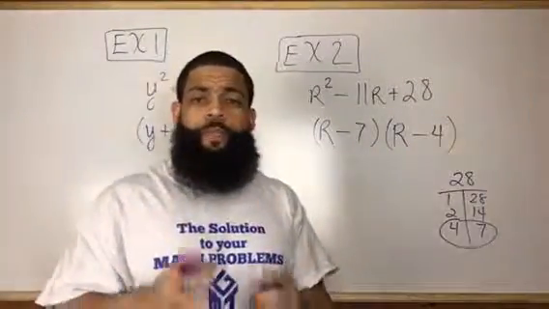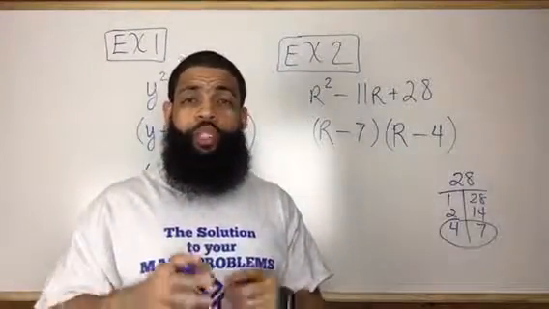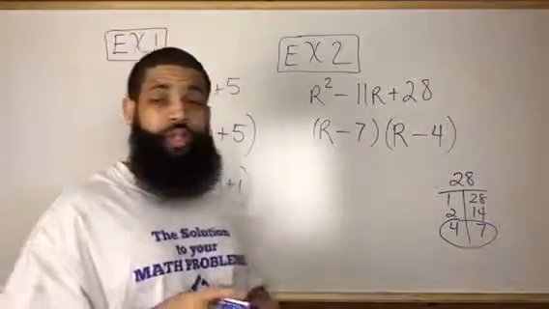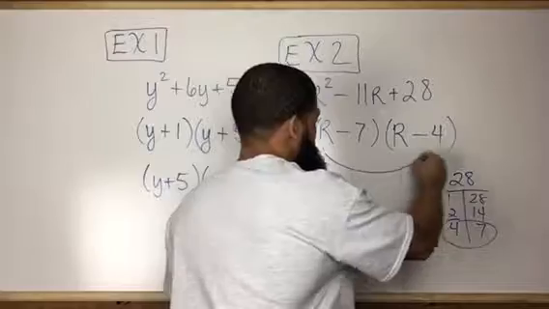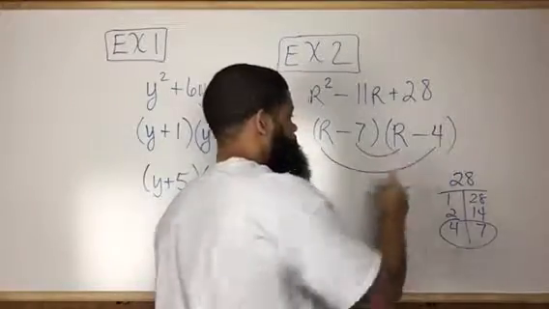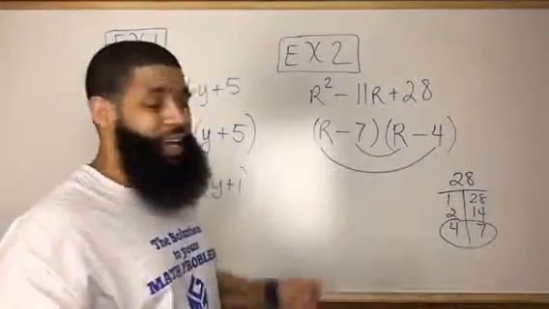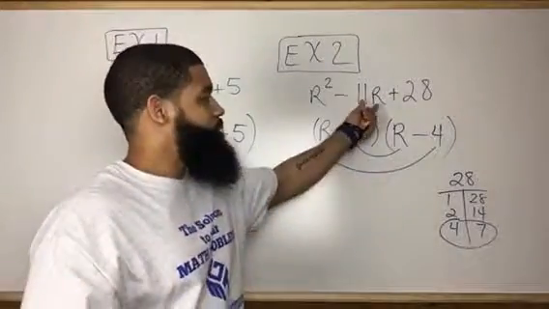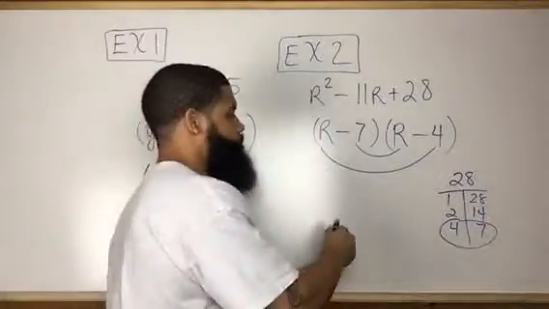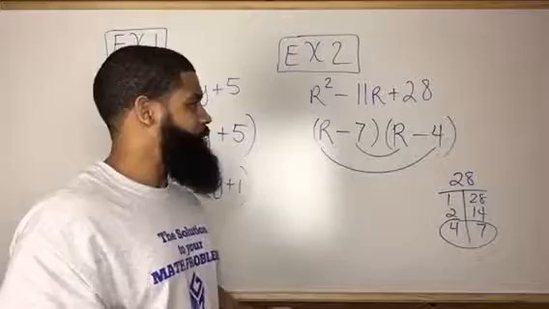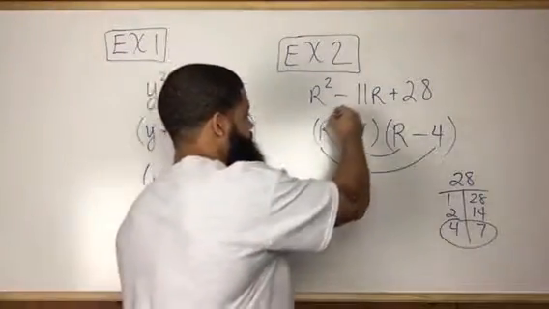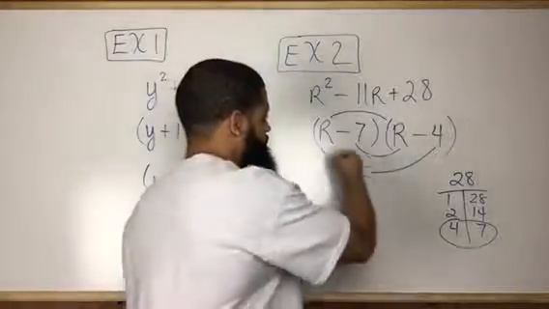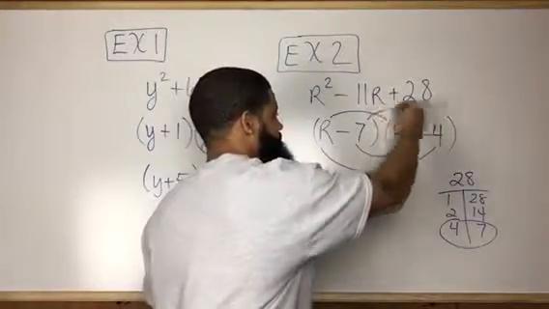Now, remember, one of the key components to this process is that if you ever want to check it, we need to know that these two terms out here and these two terms out here, when I add them together, are going to give me that middle term. So to check my answer, I can use the FOIL method. That means first, outside, inside, and last.